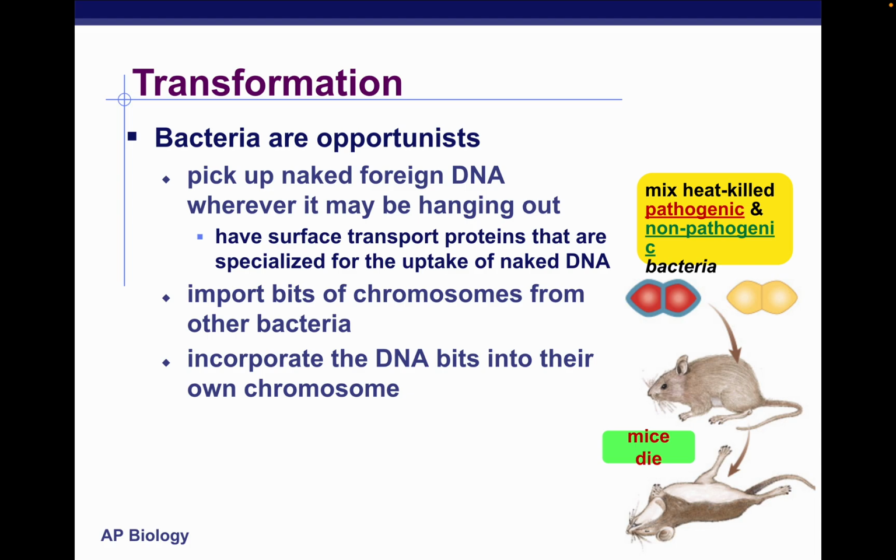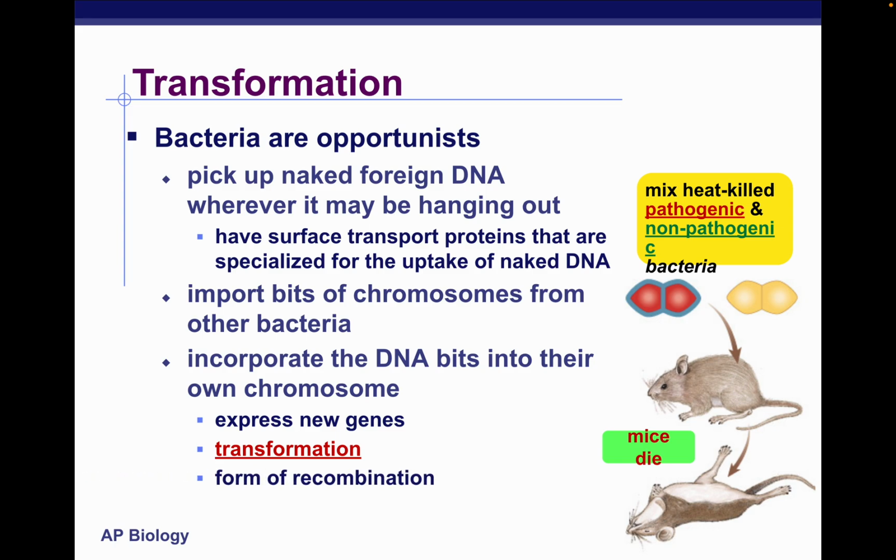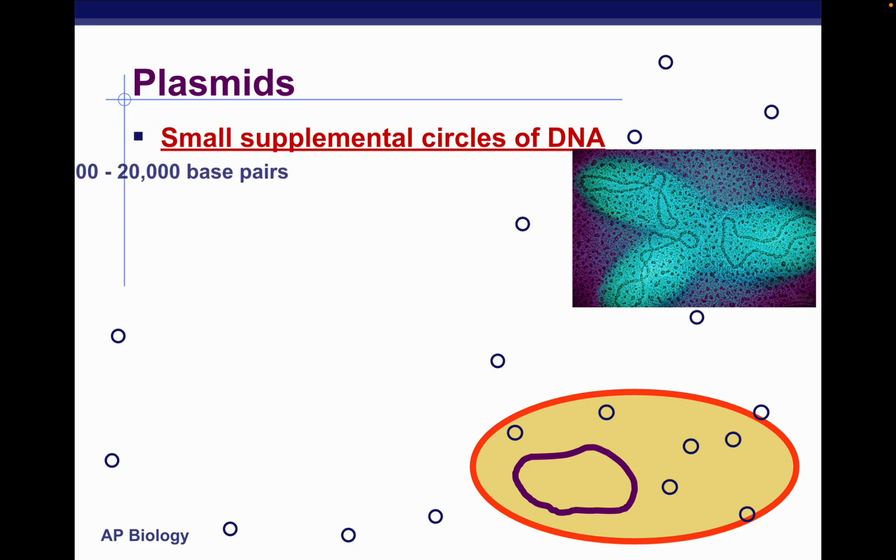So bacteria are opportunists. They'll pick up naked DNA wherever they go, right? They have these surface proteins that are specialized for uptaking this DNA. And they import bits of chromosomes from other bacteria. They incorporate it into their DNA, and then they express these new genes. It's called transformation. Okay, and it's a form of what we call recombination. Recombination meaning different arrangement of genes. This is really easy to simulate in the lab.